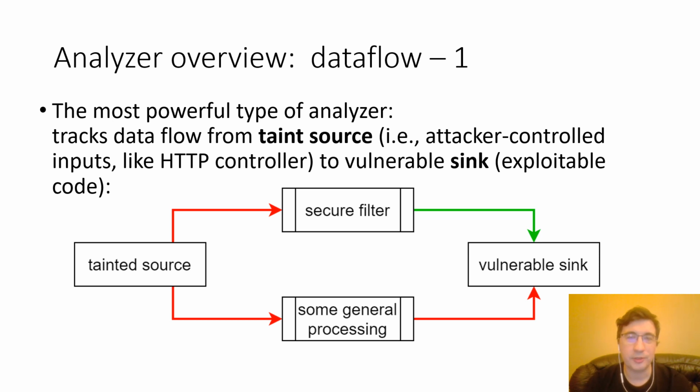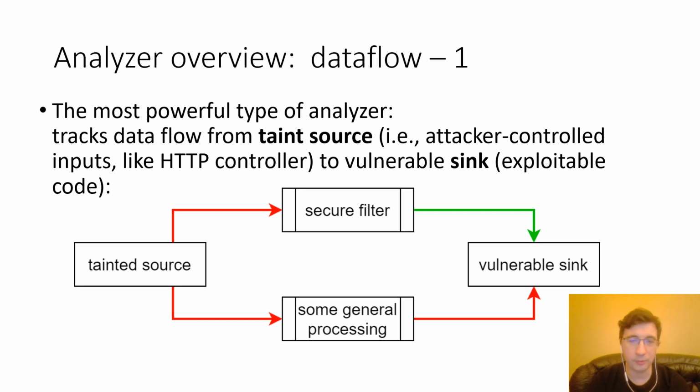The next analyzer is the data flow analyzer. By far, it is the most powerful static analysis type offered by modern tools. It is designed to track the flow of data from a tainted source. Taint is everything that came from outside of our trust boundary, or inputs that are controlled by an attacker. The data flow analyzer tracks the flow of this tainted input from the known source of taint to the known sink. And the sink is a vulnerable function that may be exploited.